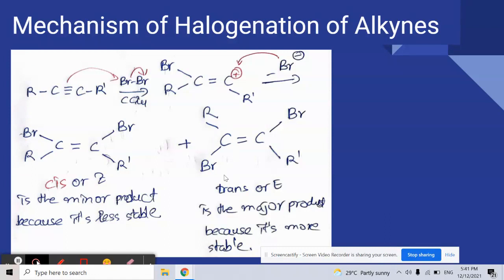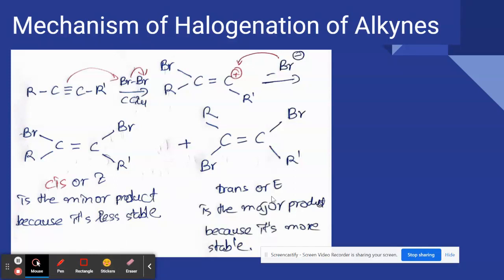Why is trans more stable than cis? Because in the molecule the bromines are far away from each other, so it is more stable than cis, where the bromines are close to each other.